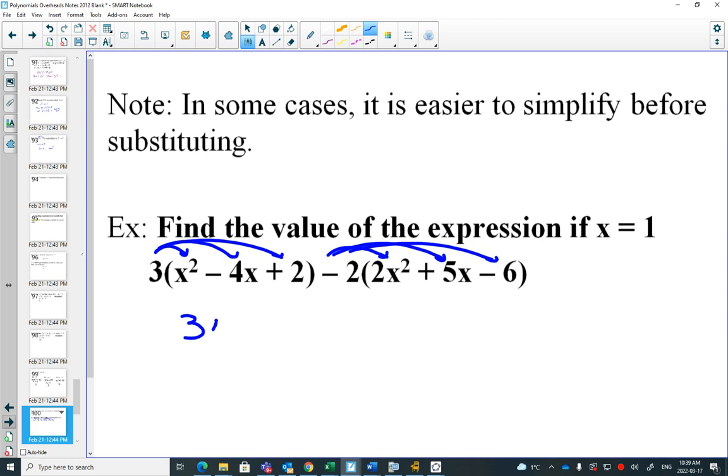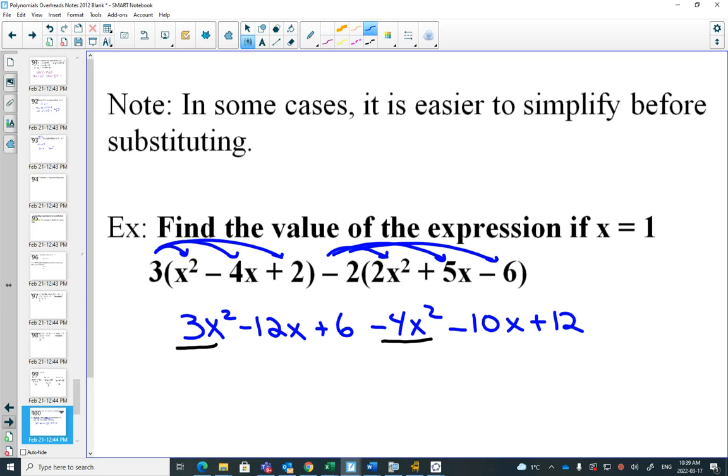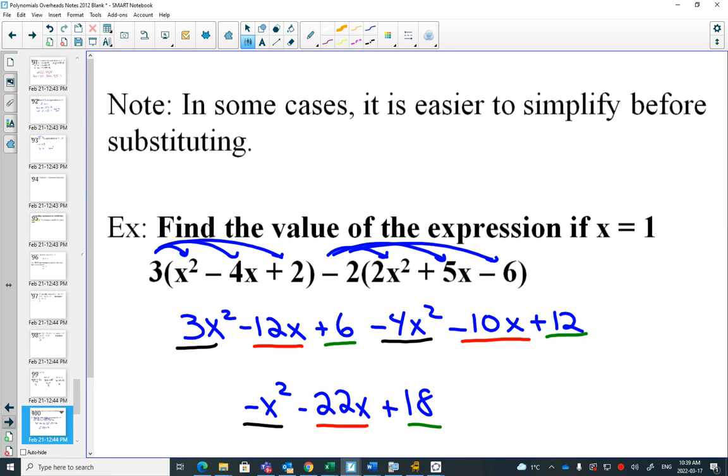And some of you might say, well, this already looks complicated. I distribute the negative 2, I distribute the 3, I look for my like terms. And I can put it together to be minus x squared minus 22x plus 18. These are my black ones combined, my red ones combined, my green ones combined.